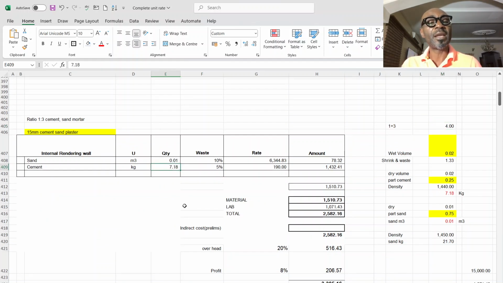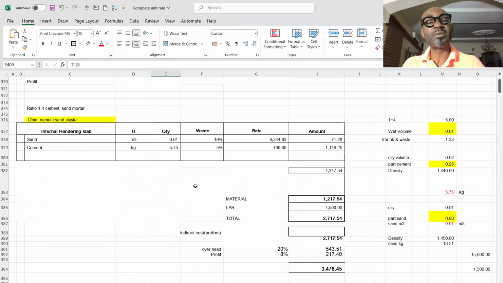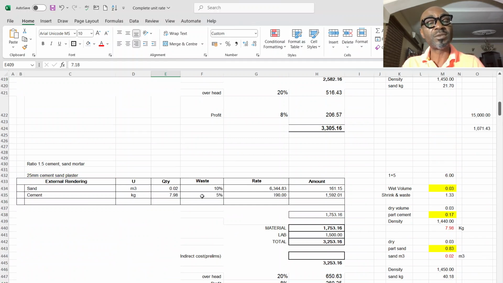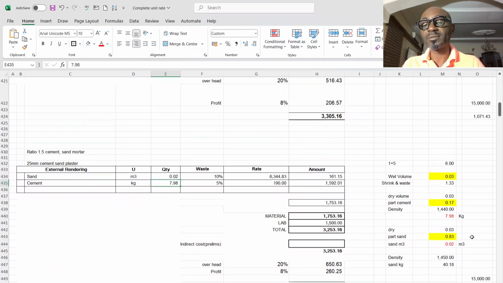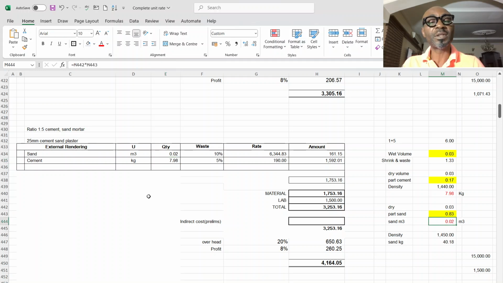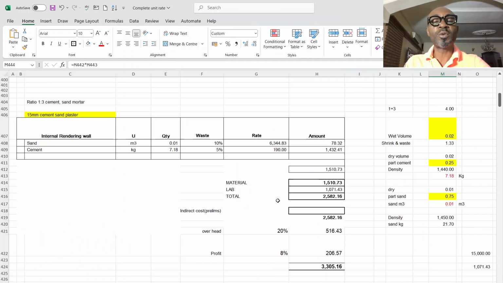You see in 1:3, the cement content is more. It's about 7.18 kg, while here it is about 5.75 kg, while for ratio 1:5 it is 7.9 kg, 7.998 kg. While the mortar is 0.02. So this now brings you to your cost for your material.